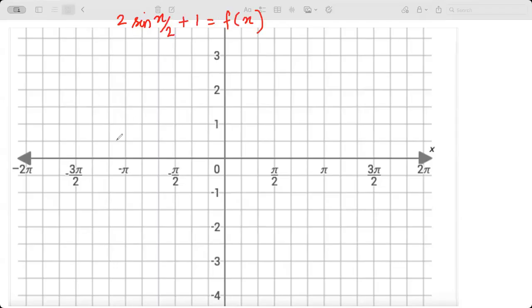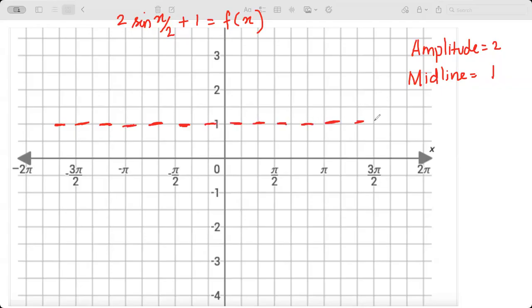Do you want to try or you want me to try? I'll start writing the amplitude. What is the amplitude here? 2. What is the midline? 1. 1, correct. So let's draw the midline first. If ever we have the midline, I would really want to draw the midline. Okay, that sets me the tone for the graph. Y equal to 1 is my midline.